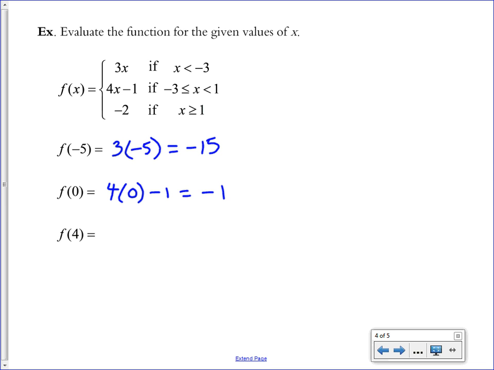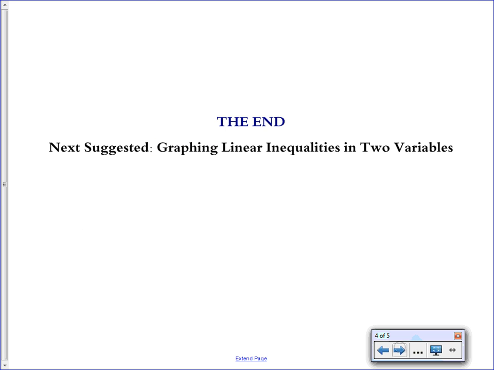And for the last example, it says f of 4. Now I need to plug it into the last part of the function, which is a constant function. It says f of x equals -2. There isn't even anywhere for me to plug in an x value. F of 4 must equal -2. And that is all.